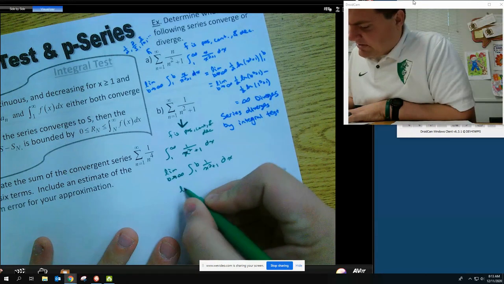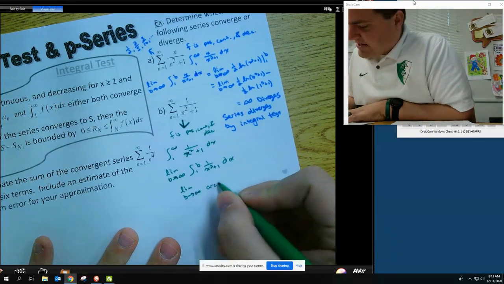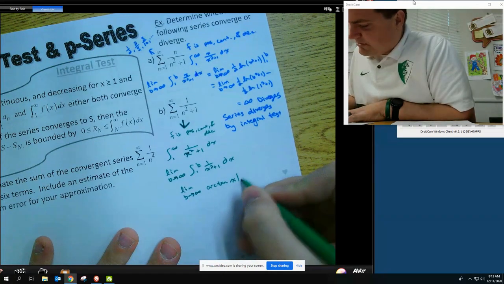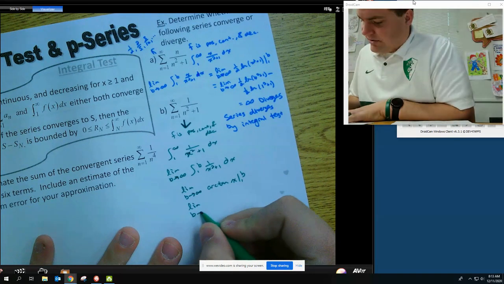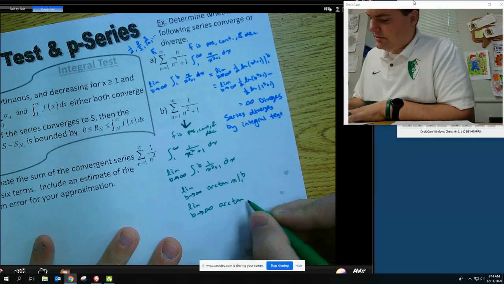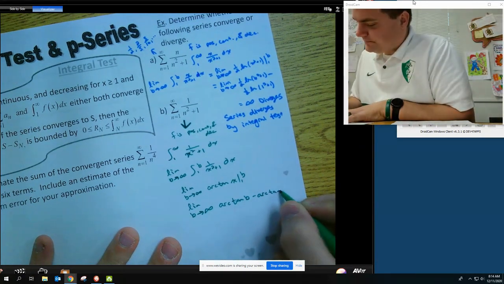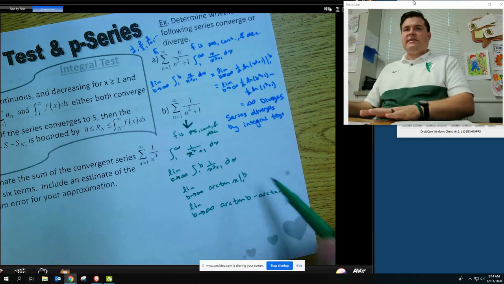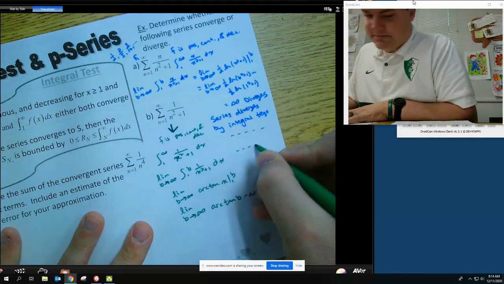So we're going to do the limit as b approaches infinity of arctan x from 1 to b. Hopefully you know what arctan looks like, or you remember it. We've talked about it previously. So plug in the b and the 1. In case you forgot, arctan looks kind of like this.